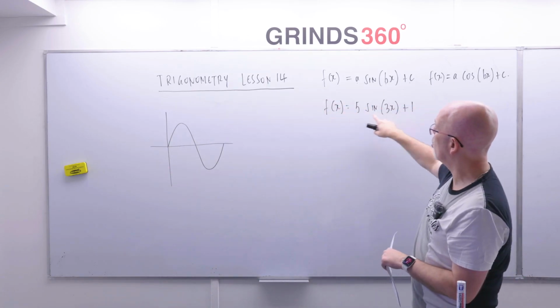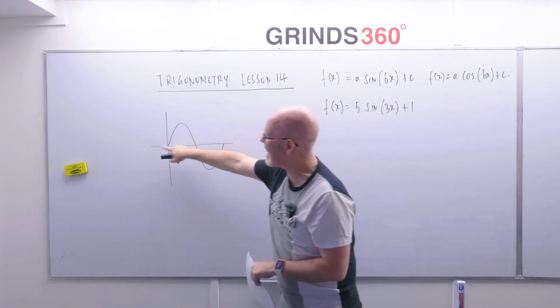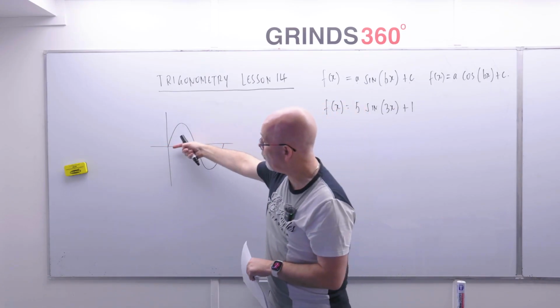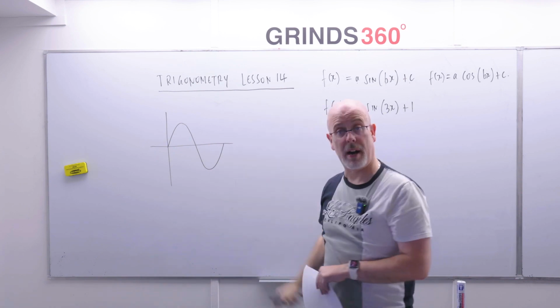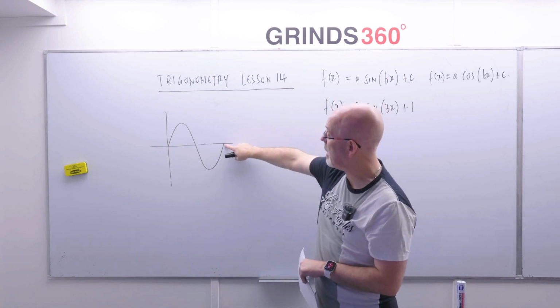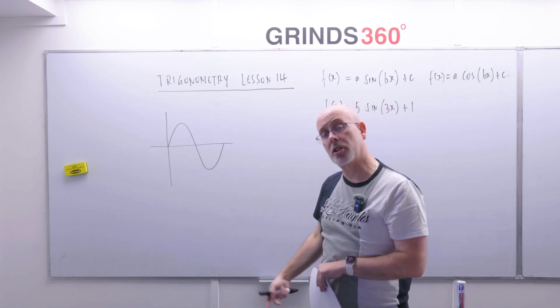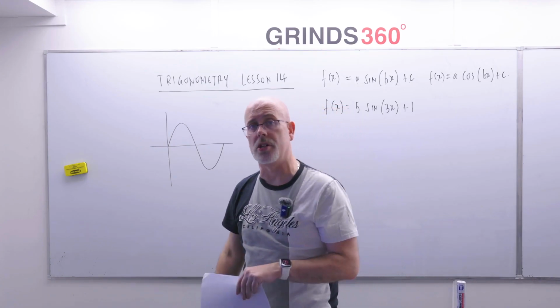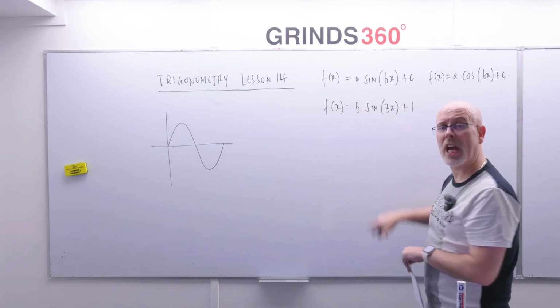Now, if there were no numbers here, remember the x-axis, 0, would be my center line. The graph will go up as high as 1 and down as low as -1. And the graph will repeat itself every 2 pi or 360 degrees. That's what a normal sine function does. These numbers here change that.